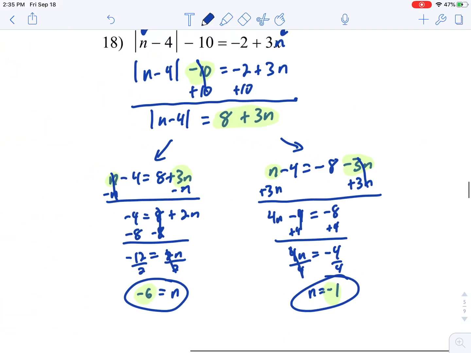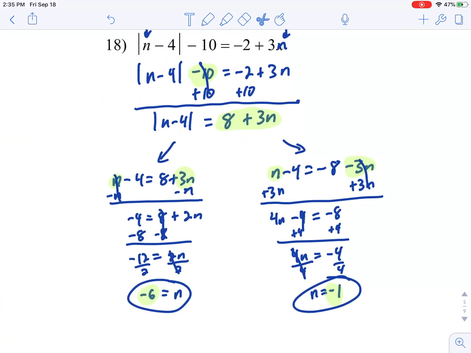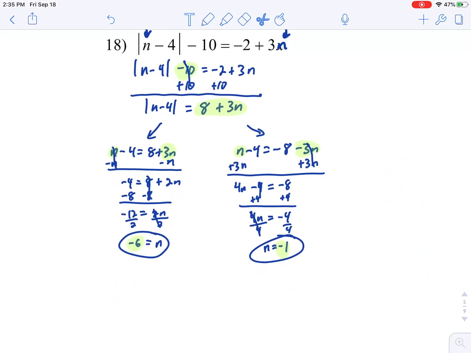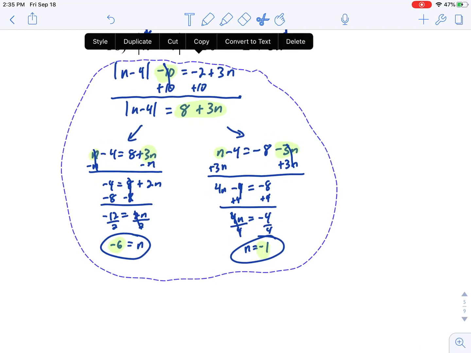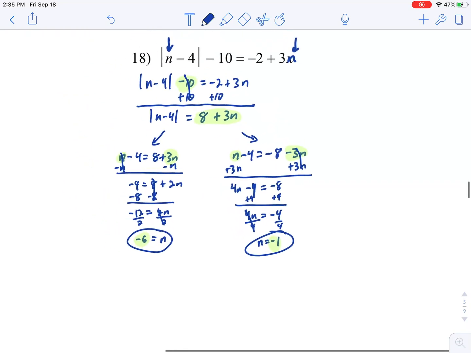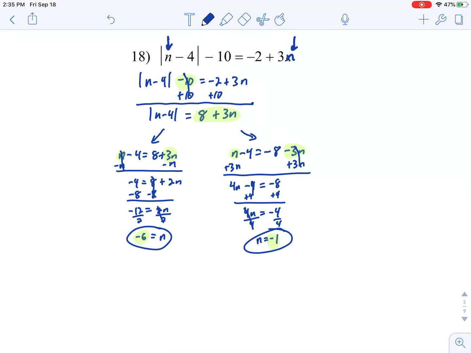Now, I did not give myself a ton of room here. I'm going to do something that I could not do in the old days with a chalkboard or pencil and paper. I'm going to just make it smaller. And let's check the work. So I'm going to plug in a negative 6. I have absolute value of negative 6 minus 4, minus 10 equals negative 2 plus 3 times negative 6.